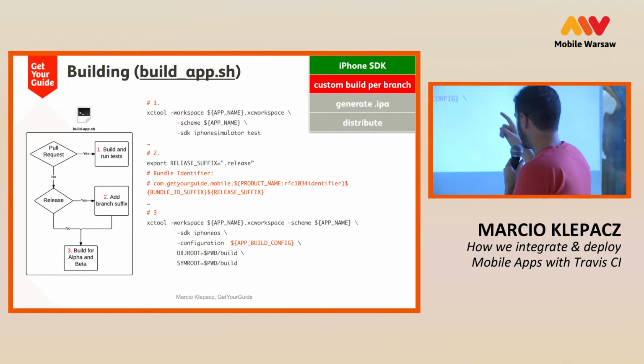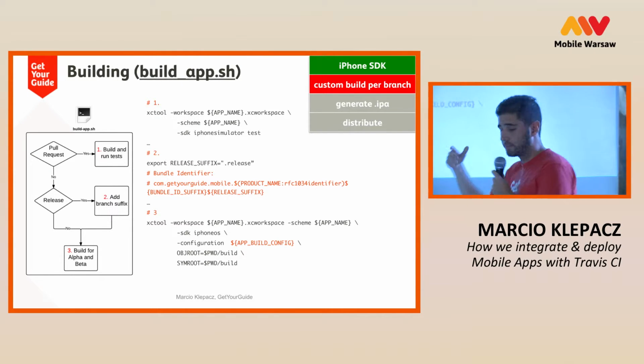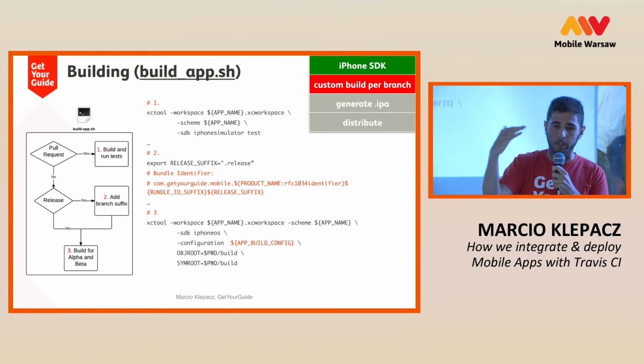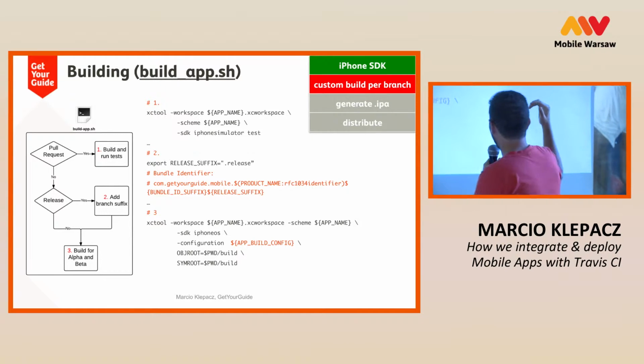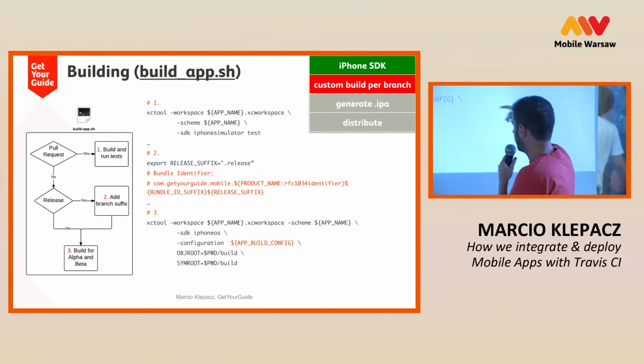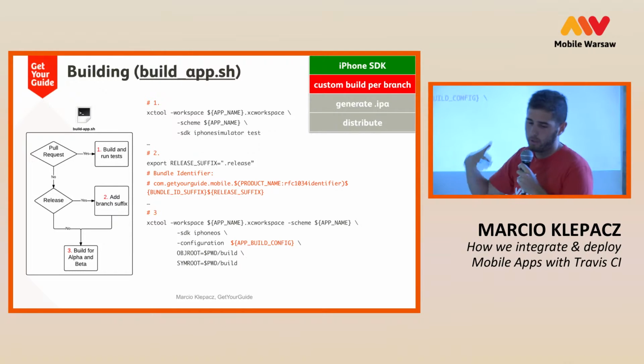Another cool thing about Travis is, as I said, you can do parallel builds. So for example, here I'm defining a configuration for my build, which could be release or debug, whatever.